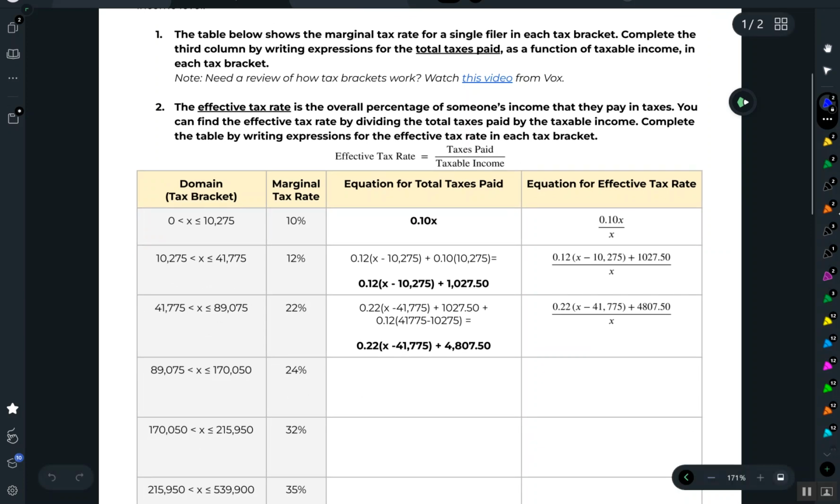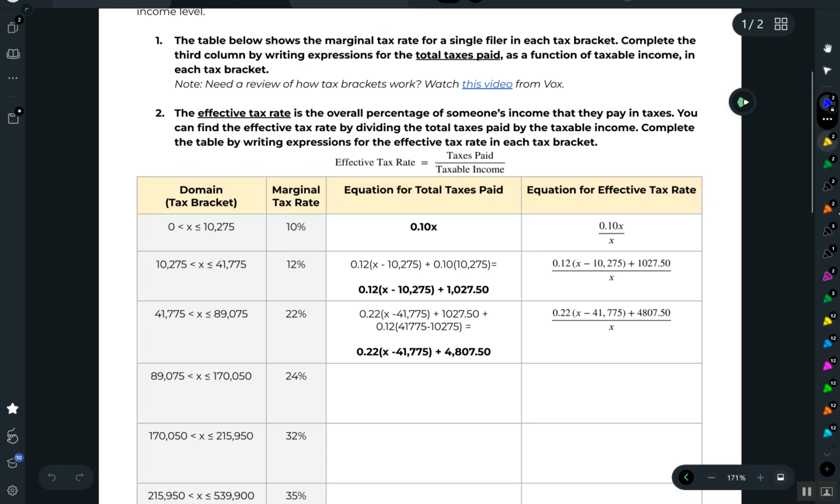So if X is somewhere between 0 and $10,275, you essentially pay 10% times that amount, assuming you don't make any more than that. And then your effective tax rate is you take your taxes and you divide it by your income. Remember that X is your income.